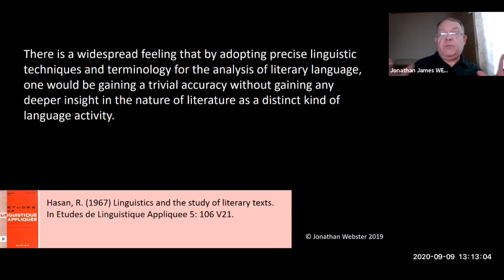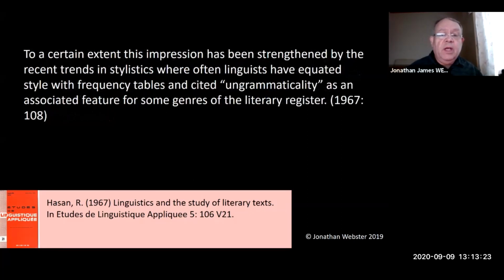Yes, you've found some statistics. Yes, you've seen some patterns, but you are not getting at the deeper insight into what this piece of verbal art is about. And obviously, that is not what she is saying. She's taking a very different point of view. Now, she understands, she's sympathetic with that view.